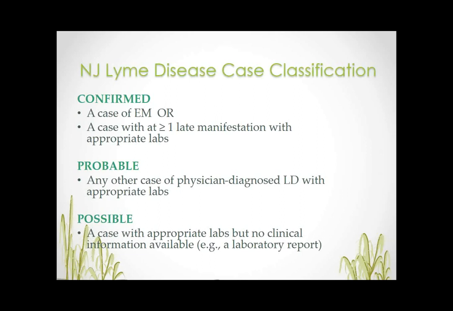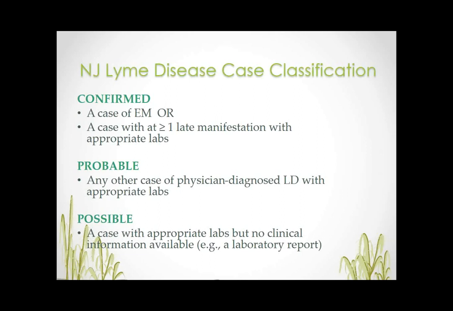So what that means in New Jersey is any physician-reported erythema migrans or EM rash is a confirmed case, as is a case with at least one of the late-stage manifestations accompanied by appropriate labs. A probable case is one that doesn't meet the clinical criteria for a confirmed case, but does have appropriate labs and the physician has diagnosed the patient with Lyme disease. So for probable cases, as long as there are appropriate labs and a physician diagnosis, no symptoms are needed to classify the case.